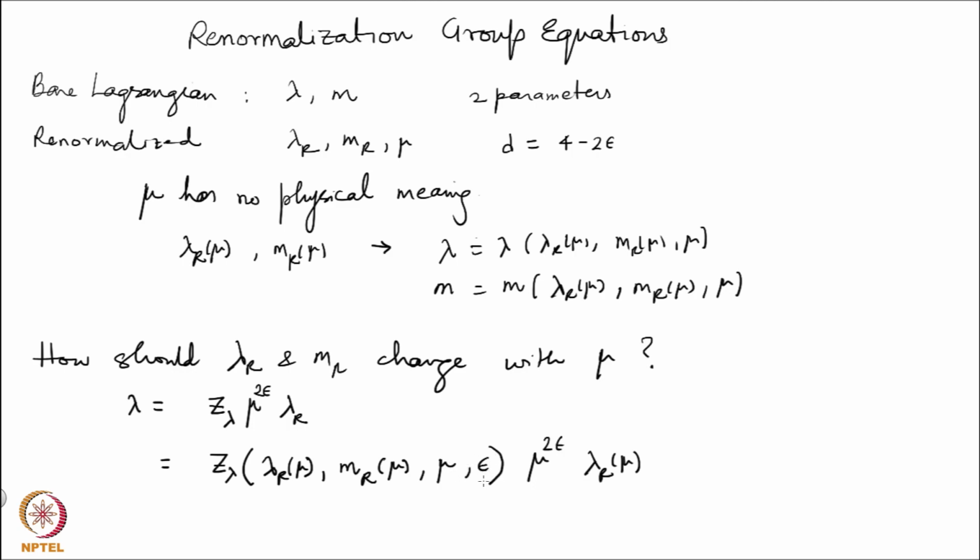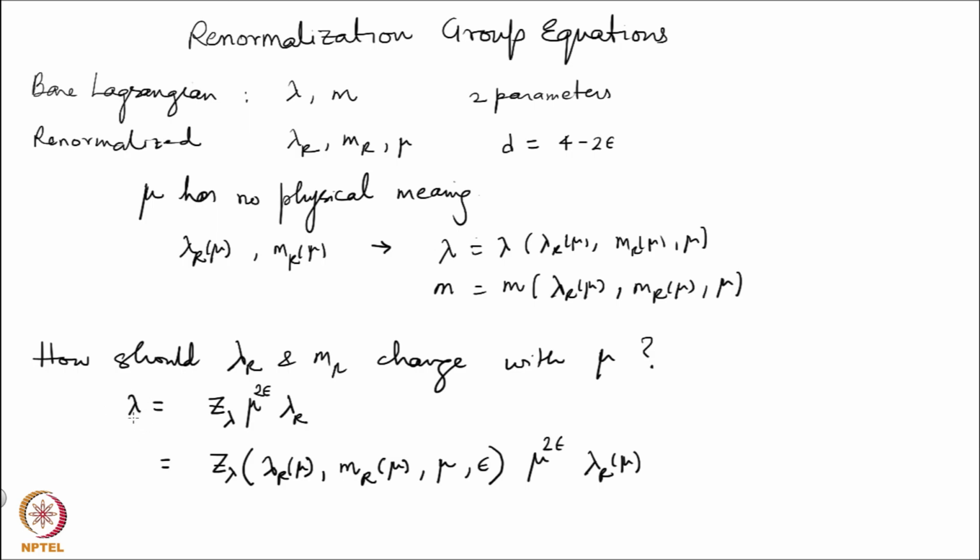I know when I renormalize, I have to subtract infinities, poles will be there, so there is epsilon dependence. Of course, when you calculate Feynman diagrams, they will depend on lambda r and m r. And you have already seen log mu appearing explicitly, so there is an explicit mu dependence as well. So I have listed down everything, both the implicit dependence on mu and explicit dependence on mu.